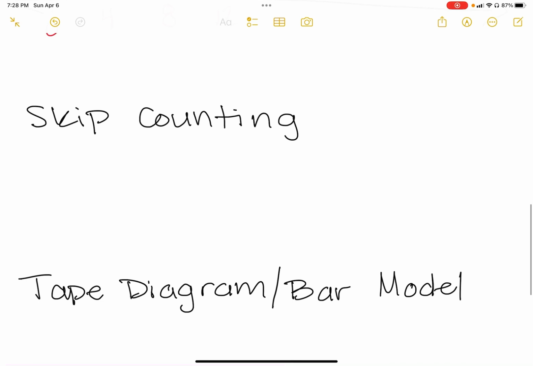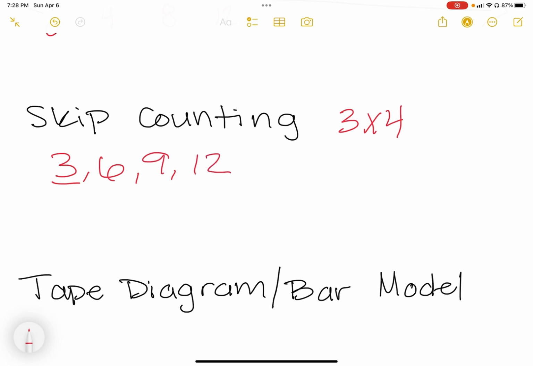You can also think of skip counting. A lot of you like using skip counting. So once again, I'm writing it up here so we can see it. I could skip count by 3 4 times. So I will go 3, 6, 9, 12. That's 1, 2, 3, 4 times. And every time I went up by 3. Or I could skip count by 4 3 times. So that would go 4, 8, 12. 1, 2, 3. I made 3 jumps of 4.